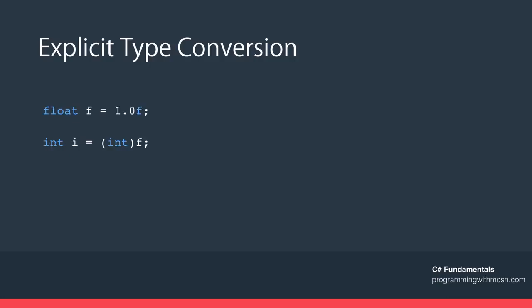Here is another example. We have a float set to 1.0. If we try to convert that to an integer, the compiler would complain. I will show you that later in the coding demo. So we need to tell the compiler that we are aware of the data loss and we still want to convert f, which is a float, to an integer. So we cast it, like here.